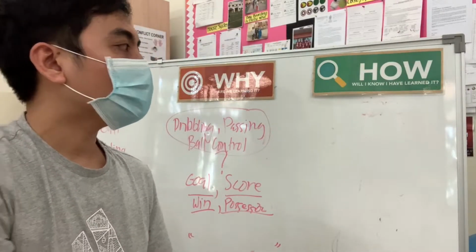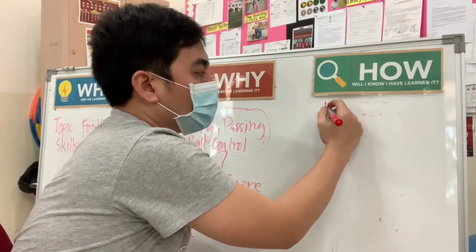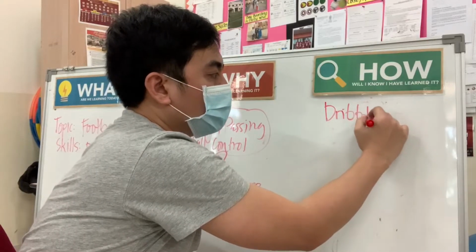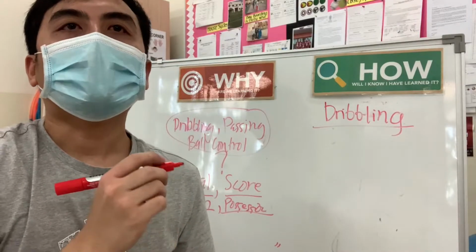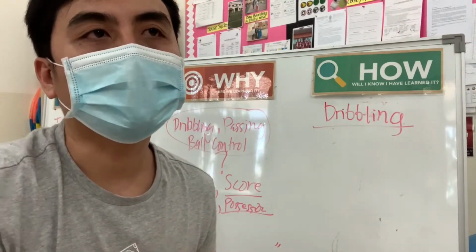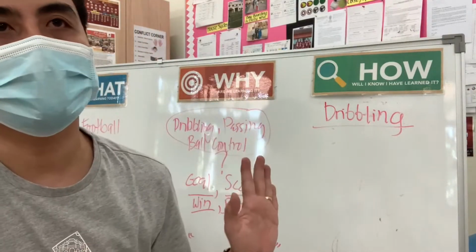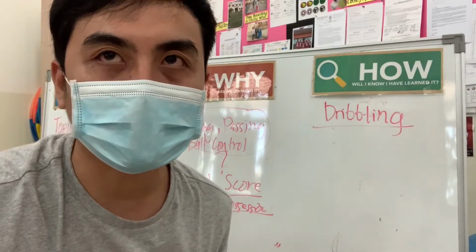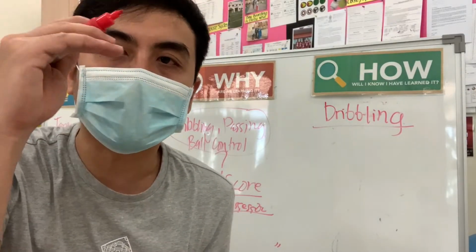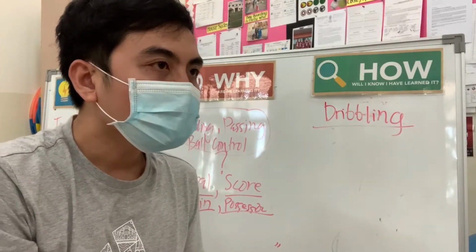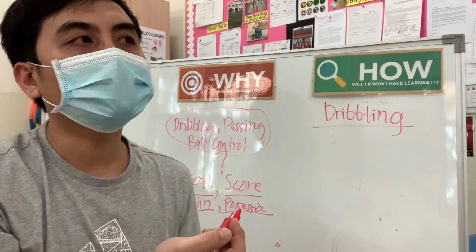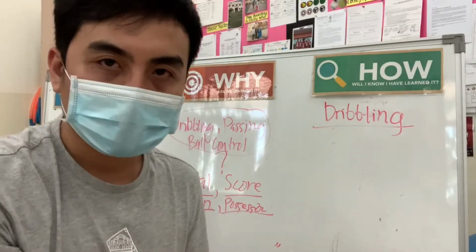For example, in passing, or in dribbling, we have to ask the students, how do we do dribbling step by step? So in this column, we will be tackling the success criteria. Success criteria is the step by step of doing these skills. So for example, if the student answers, sir, we have to use foot.